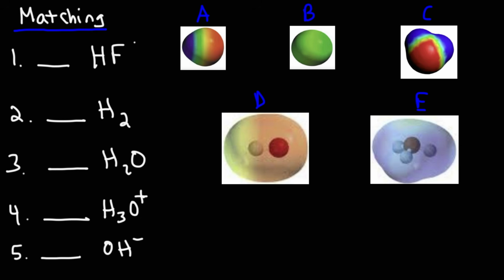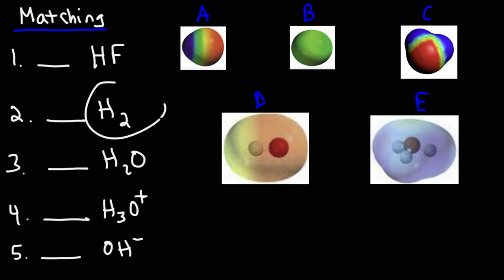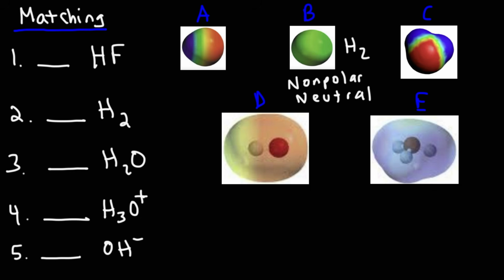So looking at the molecules that we have, we know that HF and water are polar. When you're dealing with polar molecules, one side is positive, one side is negative. So that means you're going to have blue and red there. Hydrogen is nonpolar, which means it's neutral. So we should expect hydrogen to have the green color. Therefore, this should be H2. We don't see two different colors. So because we see one color, it's nonpolar and it's neutral. There's no separation of charge. So number 2 is B.